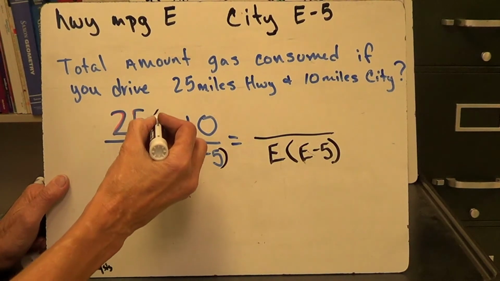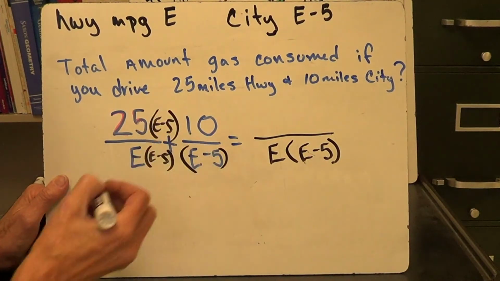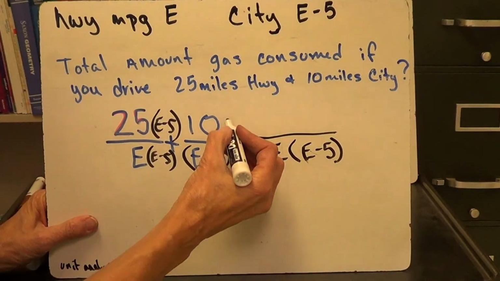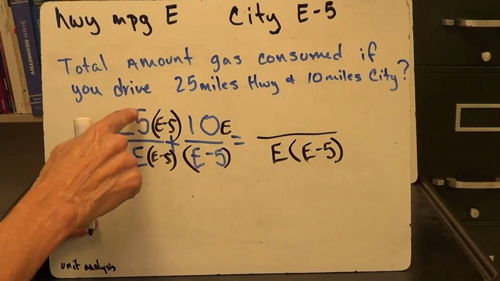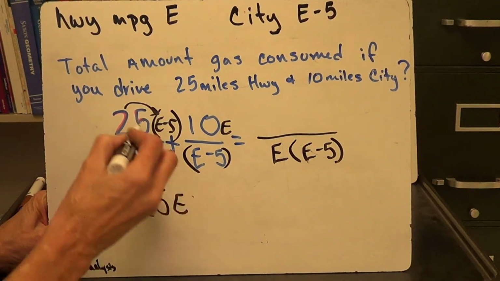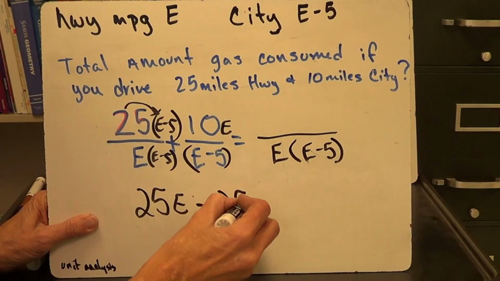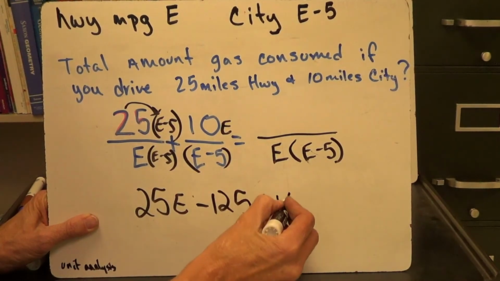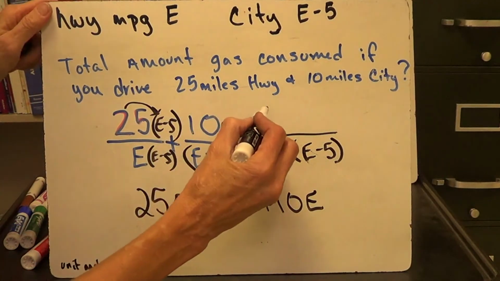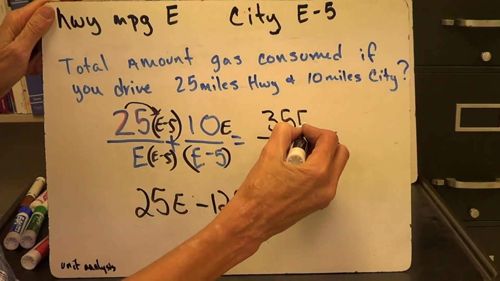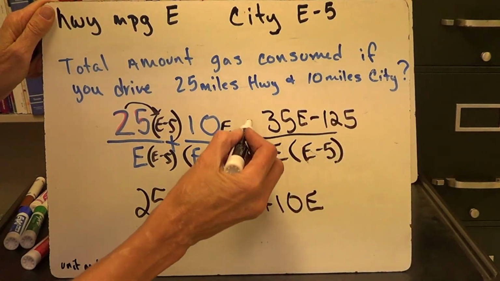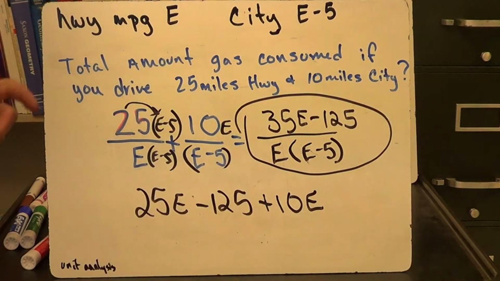So we need to multiply 25 times E minus 5. This one, E minus 5, we're multiplying it by E, so it'll become 10E. So go ahead and distribute this, 25E minus 125 plus 10E. That's just our numerator. 25E plus 10E would be 35E minus 125.